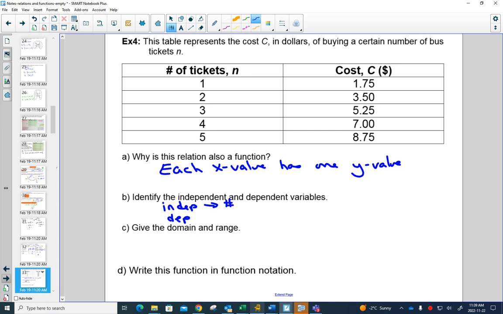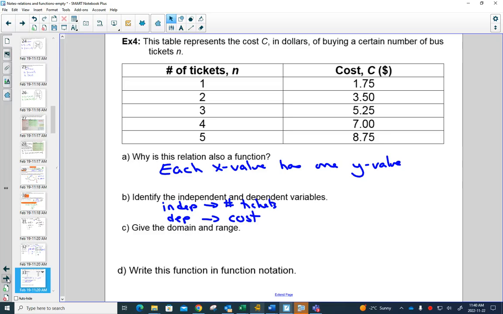Independent is the number of tickets, and dependent is the cost. So this unit has lots of little definitions that we've had, like range and domain and independent and dependent. We just have to make sure that we pay lots of attention to those when we talk about them. Ask yourself, how are you going to remember those things? One thing that's always easy to remember is the second one depends on the first one. How much is it going to cost? Well, it depends on how many tickets you buy.